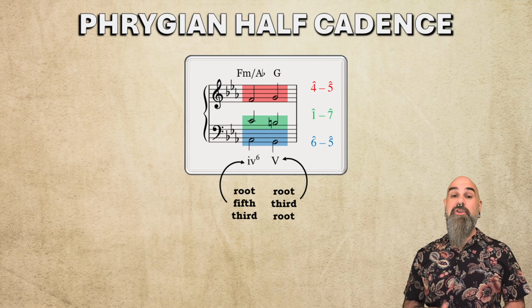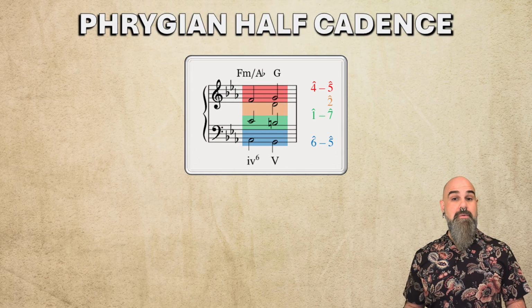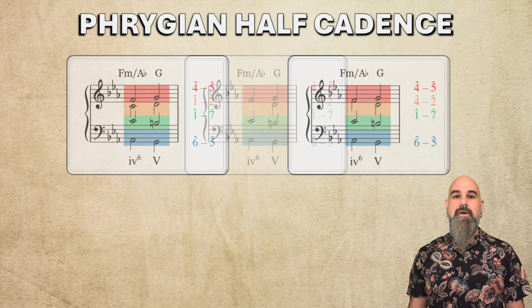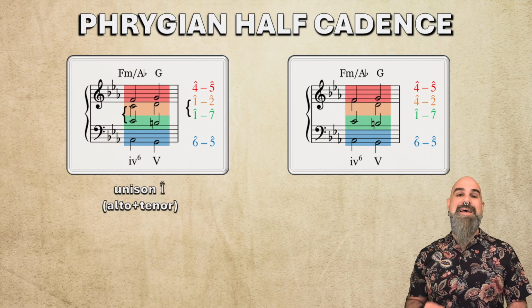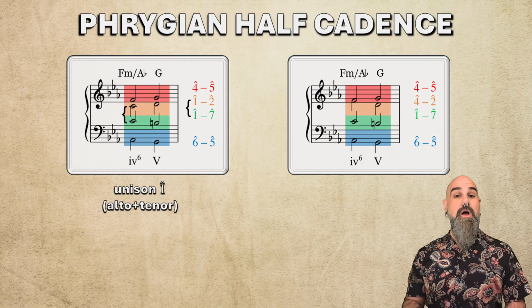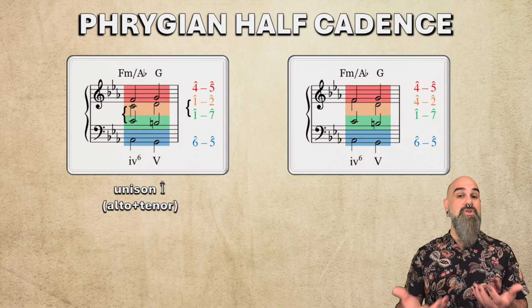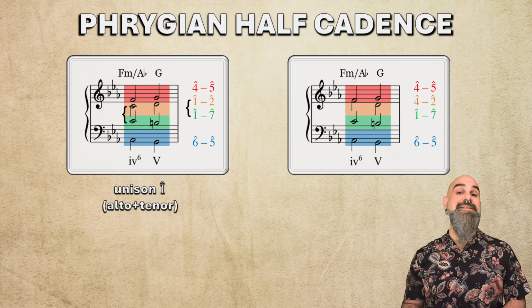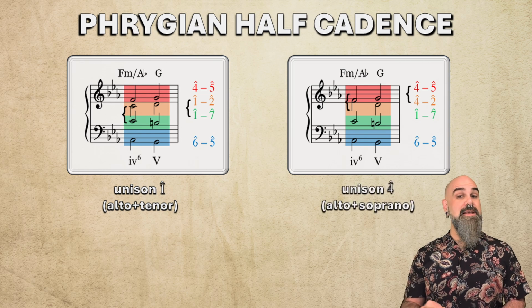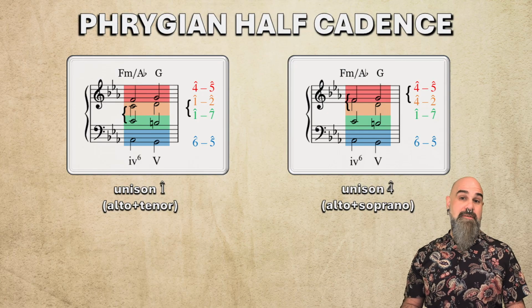The 5 chord still needs a 5th, which is scale degree 2. We end up with 2 options. Move the alto 1 to 2, which in this voicing means we end up doubling the tenor at the unison on scale degree 1, and then they step in contrary motion away from each other. Or move the alto 4 to 2, which here means the alto doubles the soprano on scale degree 4 in the 1st chord, and then they move in contrary motion to the 5 chord.